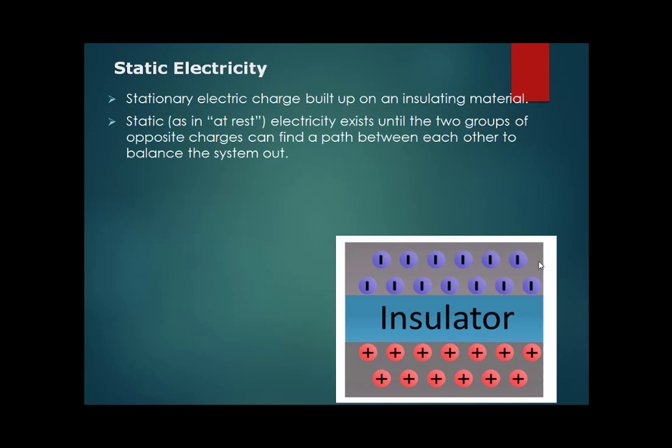This electricity exists until two groups of opposite charges can find a path between each other to balance the system out. It means that if we energize an insulator, in electrical engineering terms, if we energize an electron, it will escape from its position, which will be in the form of electricity.